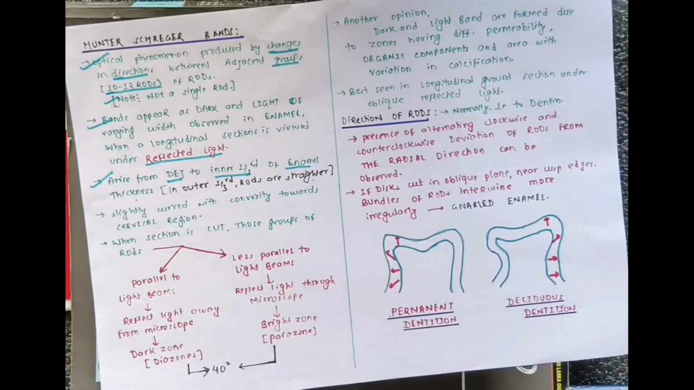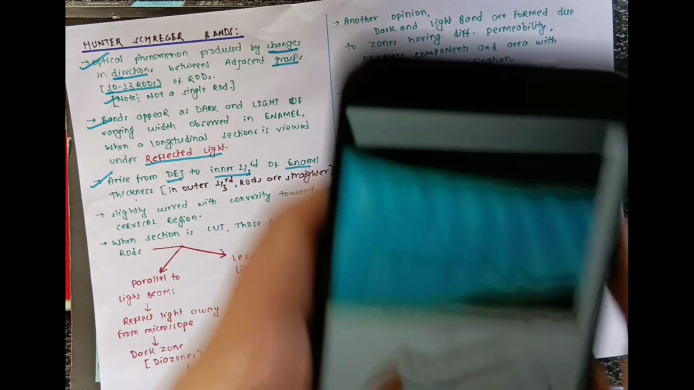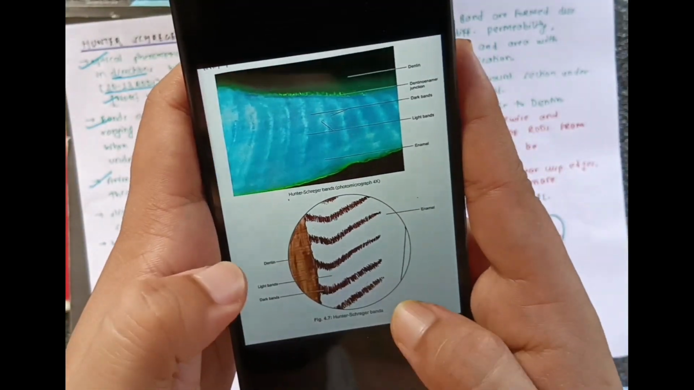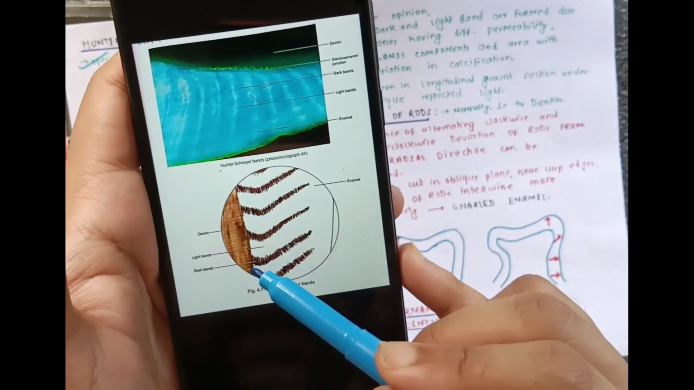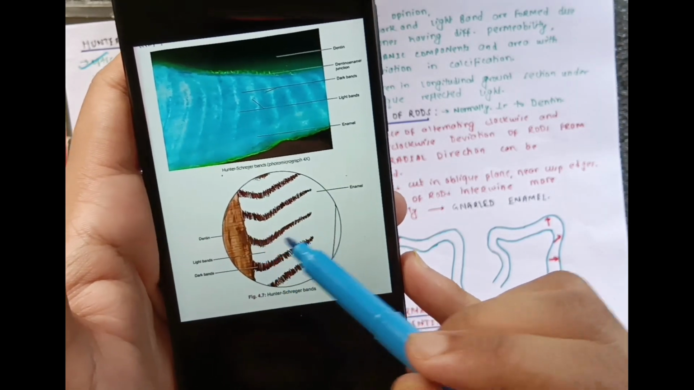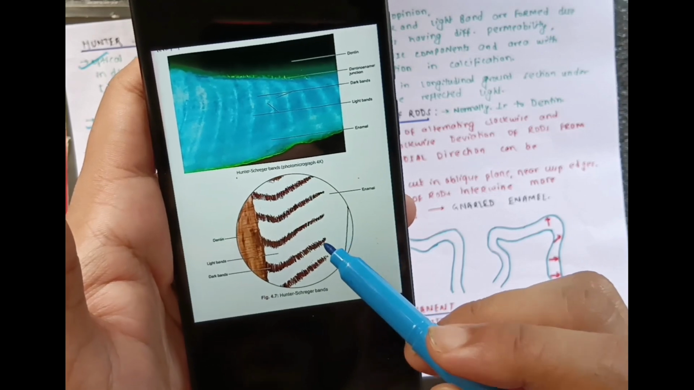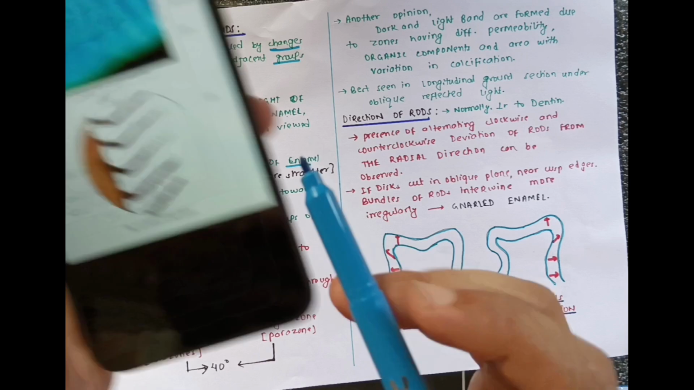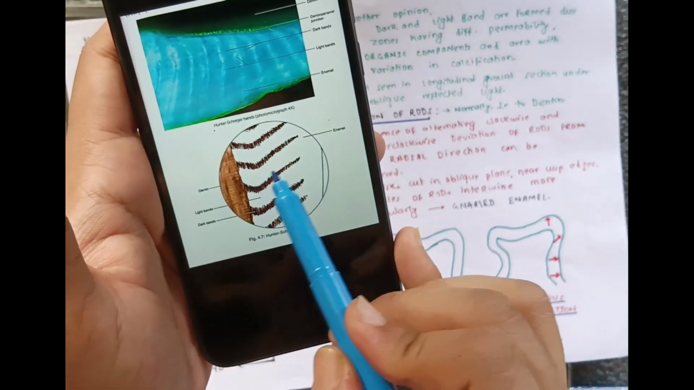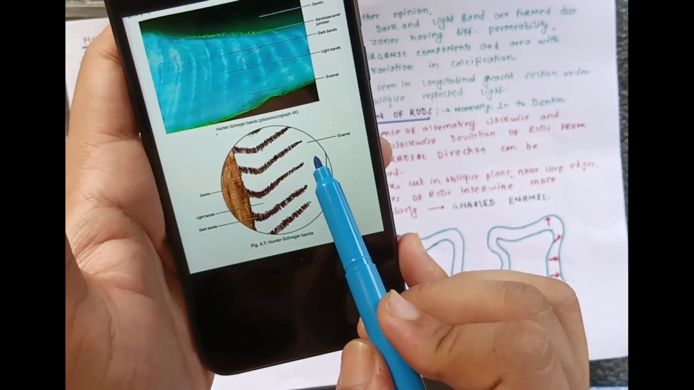In this picture, as we can see here, this is a Hunter-Schreger band: dark and white bands, dark and white bands. This is formed in enamel under reflected light. We can see that it arises from the dentin enamel junction to the inner 2/3 of the enamel thickness. This is the inner 2/3, and the outer part, where there is an absence of Hunter-Schreger bands, is the outer 1/3 of the enamel.